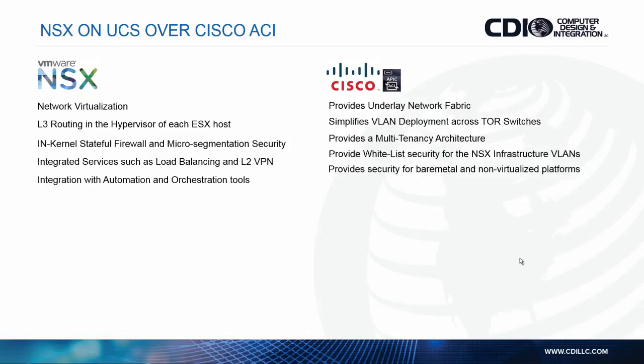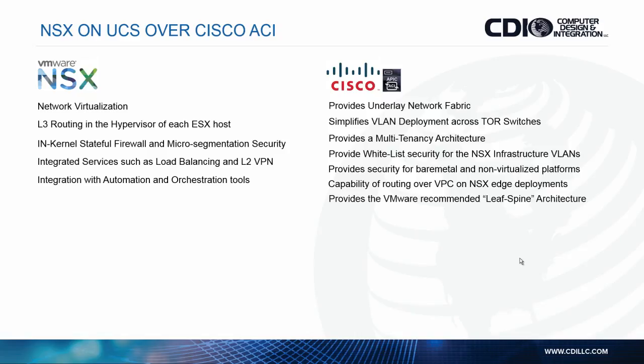ACI also provides security for bare metal and non-virtualized platforms, which may require communication with the NSX network, right? It could also provide that capability of routing over vPC. There's some limitation with certain platforms that you deploy, so ACI supports routing over vPC, specifically on NSX edge deployments.